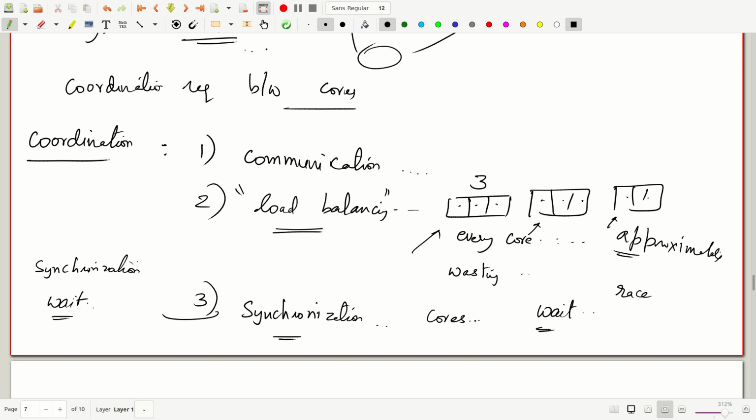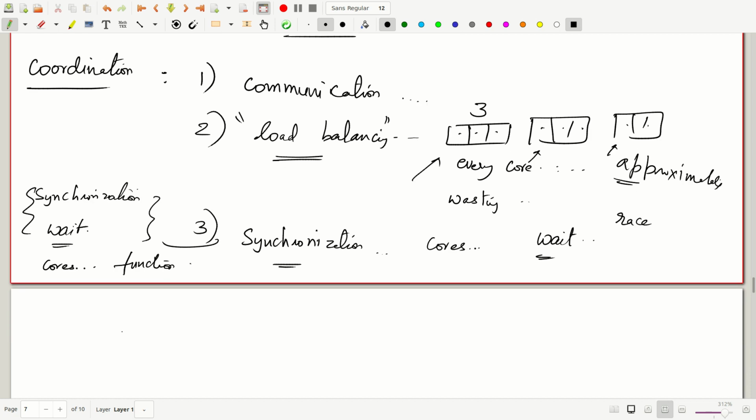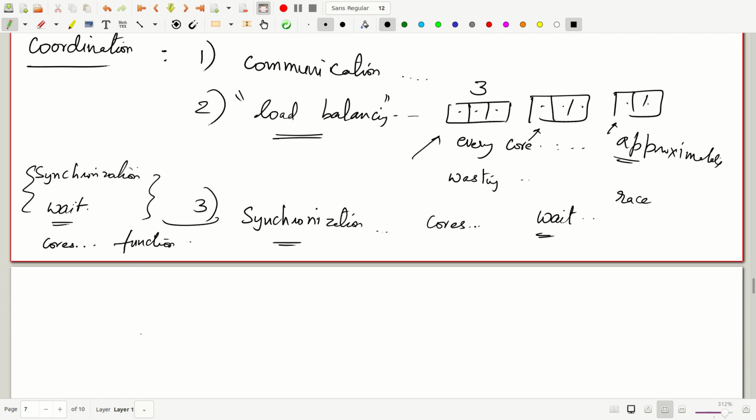Now they need not wait until the master core sends it to all the cores, but at least they should wait until they get their data. Okay, so that is known as synchronization, and this also can be accomplished by using some functions where, until all the cores have entered that particular function, they will not proceed further. Okay, so these kinds of coordination tasks are what make writing parallel programs a lot more complicated than it can be.